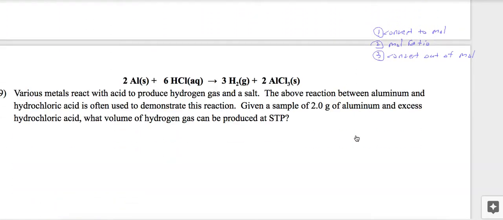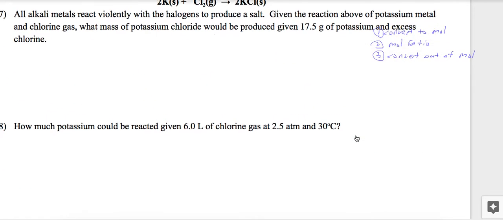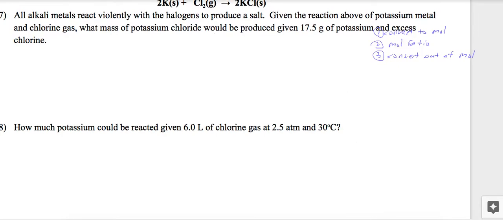All right. We have the last two problems that we're going to look at. Hopefully you can still see my convert to mole here, mole ratio and convert out of moles. We have this problem here. All alkali metals react violently with halogens to produce a salt. So here is our salt of potassium chloride. It's a solid. Given the reaction above of the potassium metal and the chlorine gas, what mass of the potassium chloride would be produced if we have 17 grams of the potassium and excess chlorine?